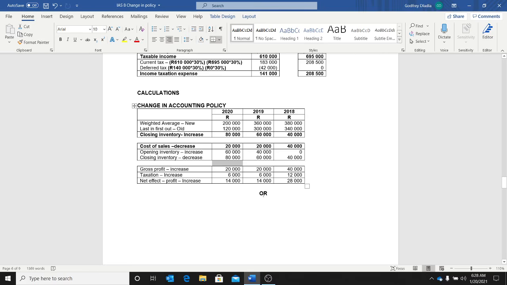Right. Now, usually I advise my students that the first step you must do, you see the figures that are here. Now, the closing inventory is the balance sheet part. Then I move to the income statement part. What I want to do is calculate the cost of sales, this one here. This is the income statement part. The first thing I always tell my students is this: look at the figures that are here in this line.